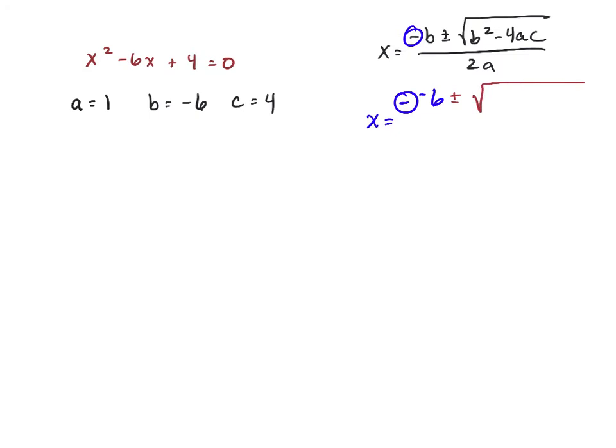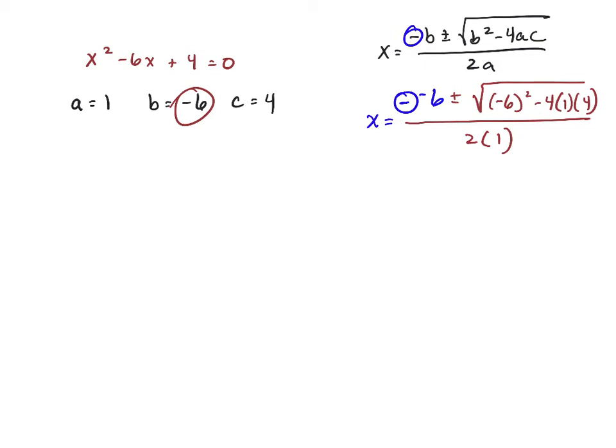The B squared, I would always do that in my head if I could, or put it in parentheses to make sure you square the -6. It's going to be a positive as well. Then -4, here's my A, which is 1, and my C, which is 4, all over 2 times A.